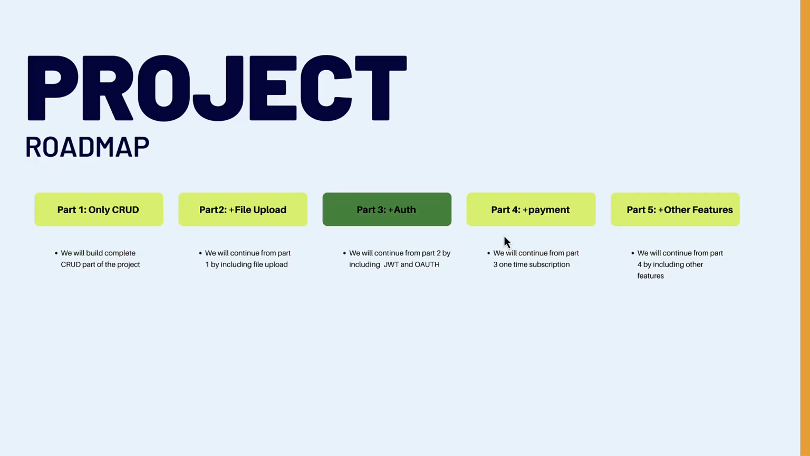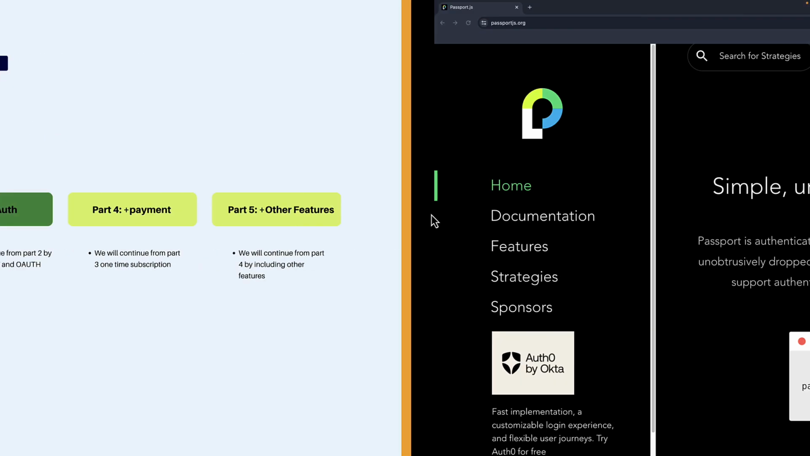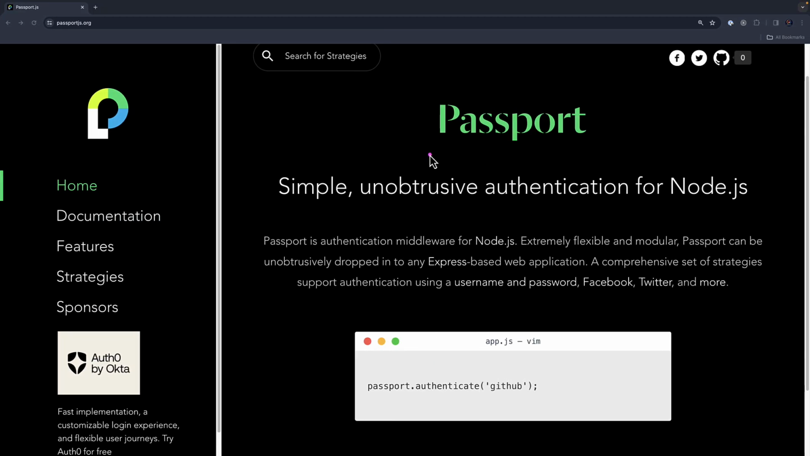Welcome to part 3 of this project where we are going to integrate authentication into it. And for authentication, we are going to use Passport. Passport is a way to implement authentication in Node.js. And one cool thing is that it supports many strategies.